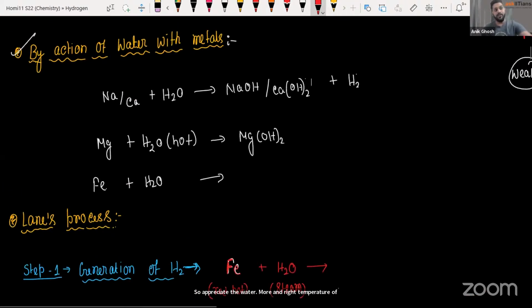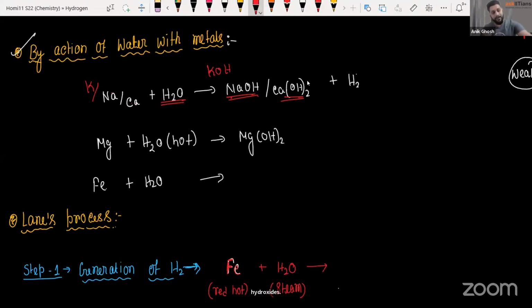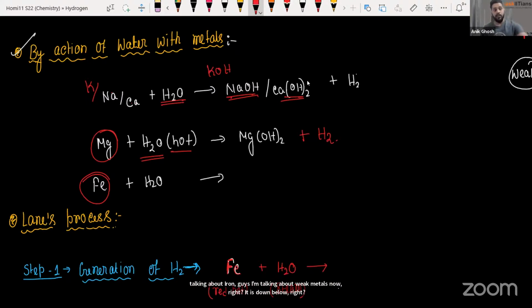So as you see, when we are taking sodium, calcium, potassium, I'm just giving normal water, and I'm getting hydroxides and hydrogen gas. When I go a little bit further down towards magnesium, I have to make the water hot. Then only I'm going to get the hydroxides and hydrogen gas. But if I'm talking about iron, guys, I'm talking about weak metals now, right? It is down below.